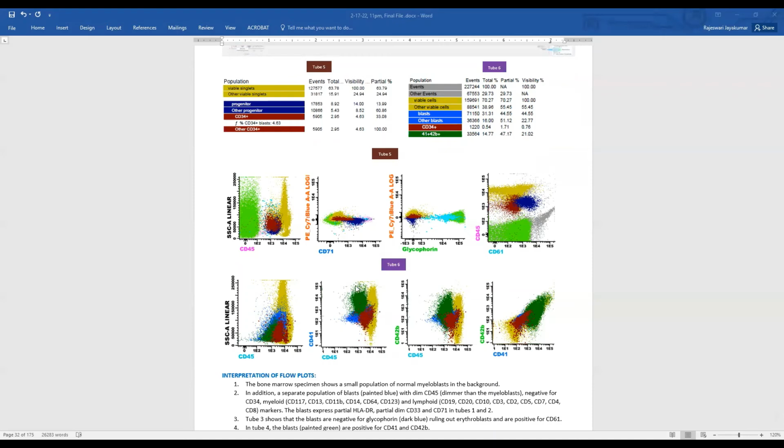So these green blasts are positive for CD41 here. You can compare that with the maroon cells, which are negative for CD41, which are our normal background myeloid blasts. And then they also express a dim CD42B. So our blasts of interest express CD61, CD41, and CD42B. These are all markers specific for megakaryocytic lineage. So basically what we have is an acute myeloid leukemia with megakaryocytic differentiation.